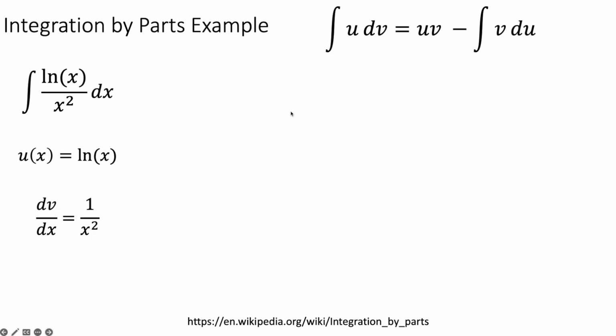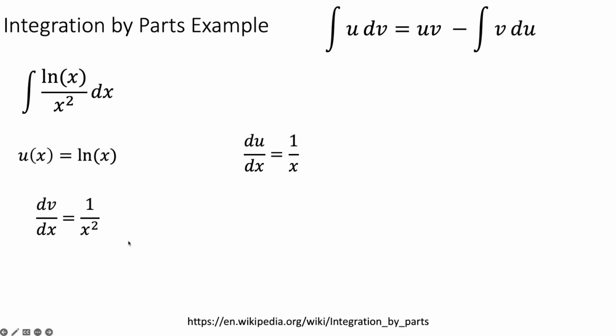So that's what we're after here. For this particular example, let's walk through it and then we'll try to justify everything as we go. If we choose the natural log of x as being u of x, well then dv must be 1 over x squared. So that's what we do here.